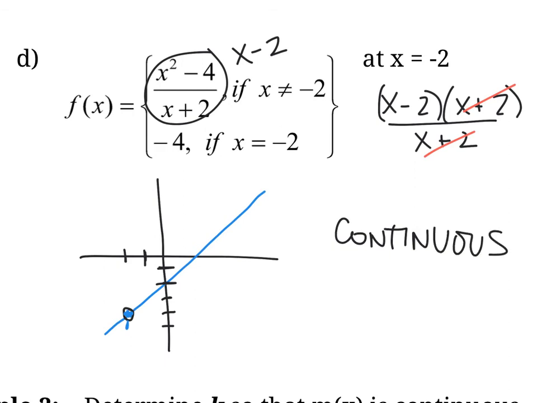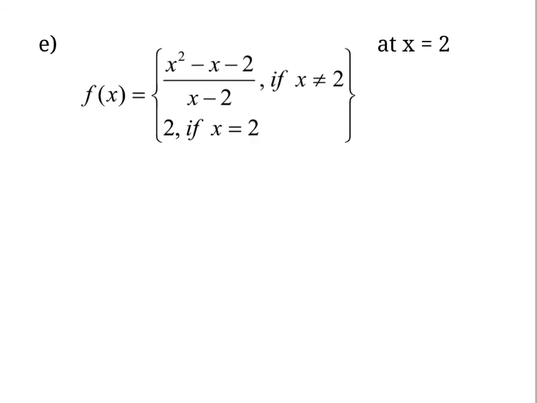This is one way we can get around a function like this. If it does have a hole, we can fill in that hole manually with a second part of a piecewise function. Here we have another piecewise function, so we're going to graph it.